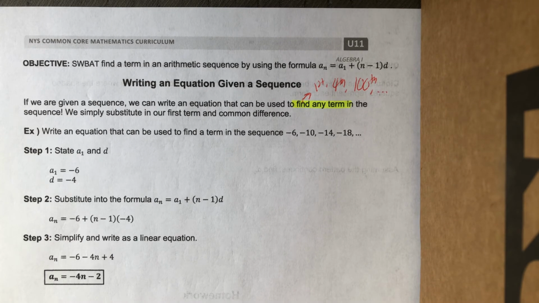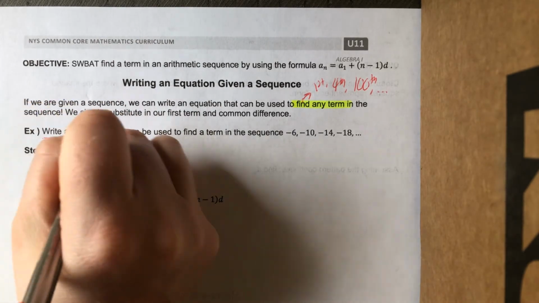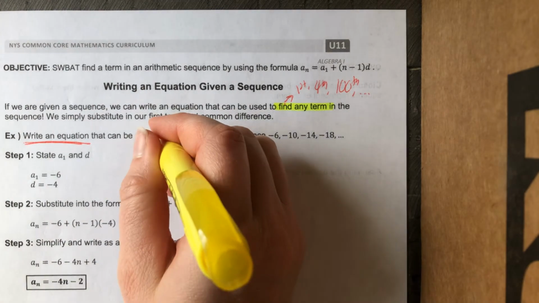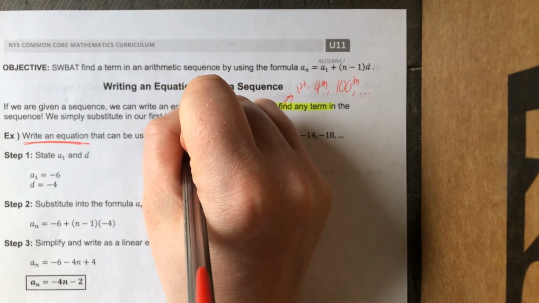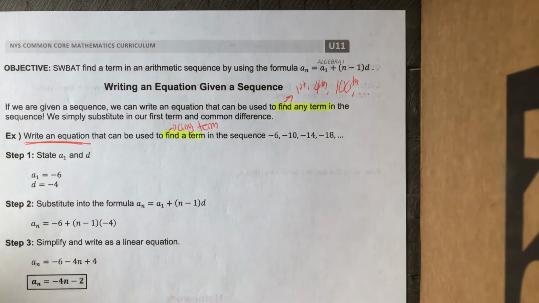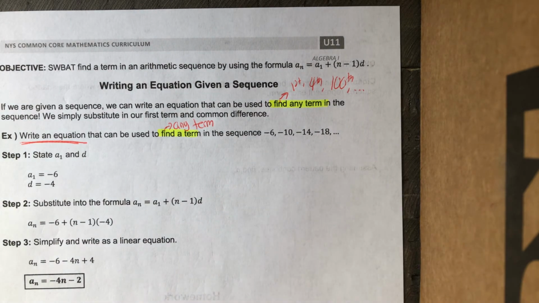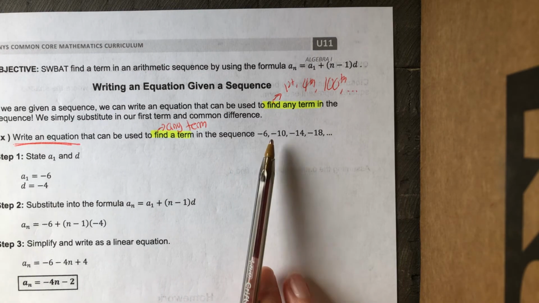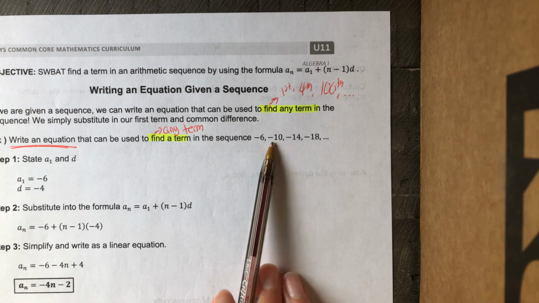So if we look at example 1, it says write an equation. So that's my question. I'm going to underline it. Write an equation that can be used to find a term. And again, if I'm finding a term, it's really any term. And then it's using this sequence right here. Sometimes they'll use brackets like we saw before, and sometimes they'll just list the numbers like they are right here. So I have to ask myself, how do I get from -6 to -10?